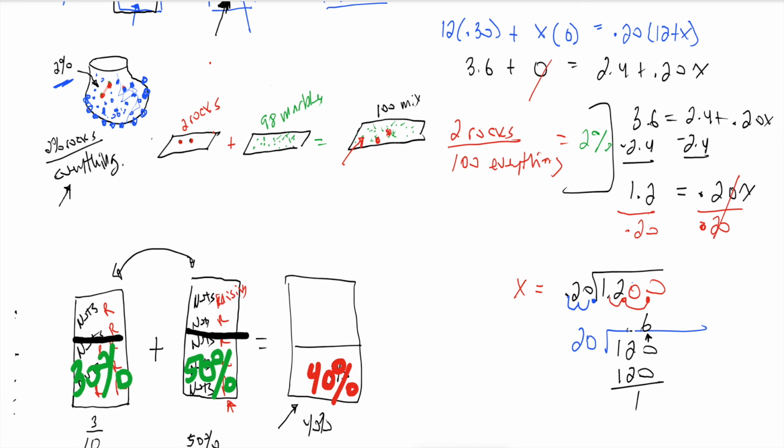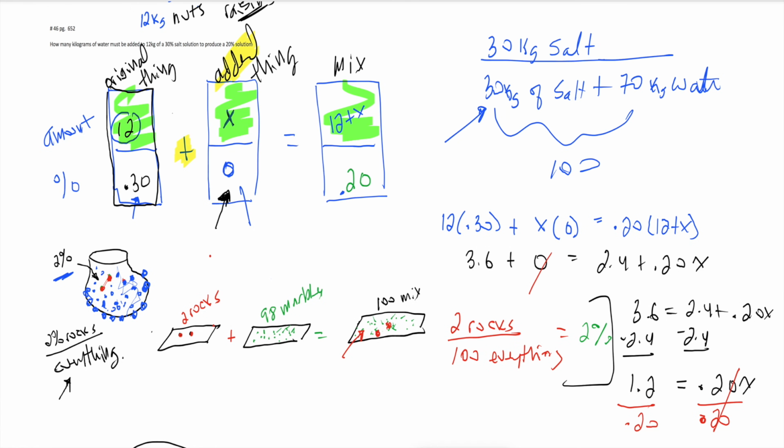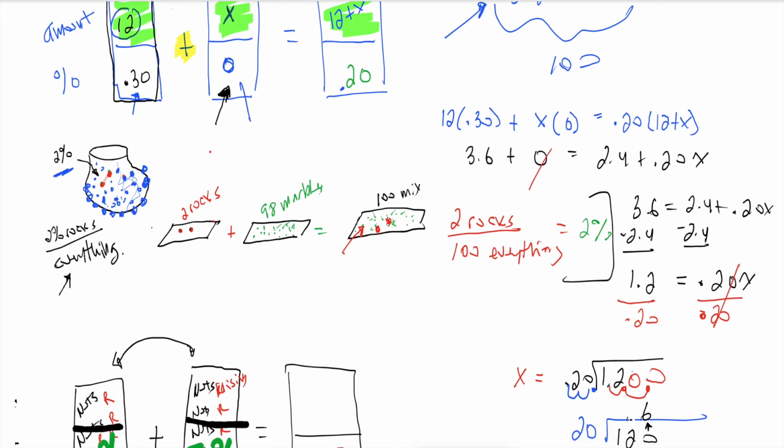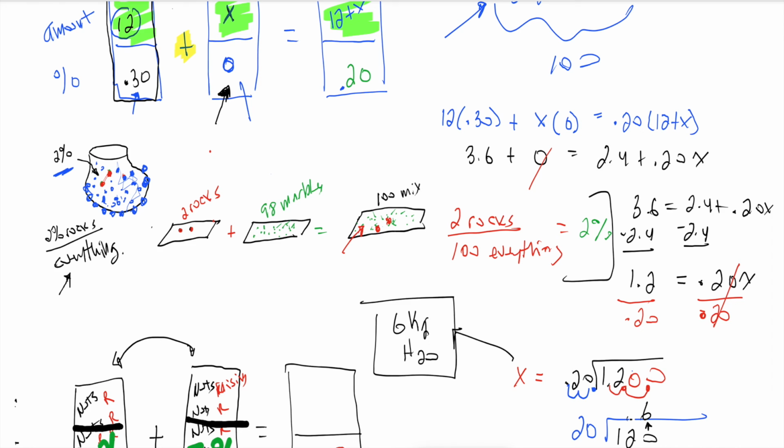So that means what goes right here? What are they asking for? Yeah, how many kilograms of water must be added? 6. Is that what your teacher got? Oh, I can look it up. Hold on. 6 kilograms of H2O, because I have the answer book.